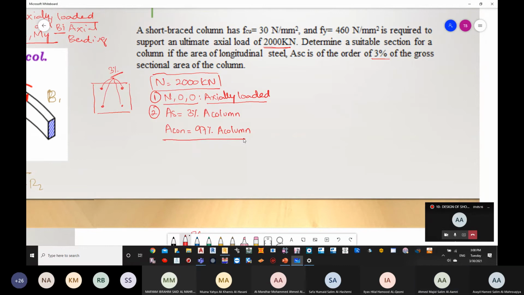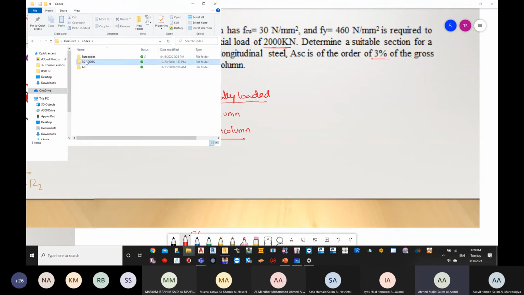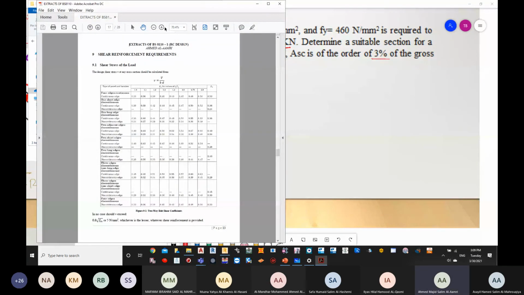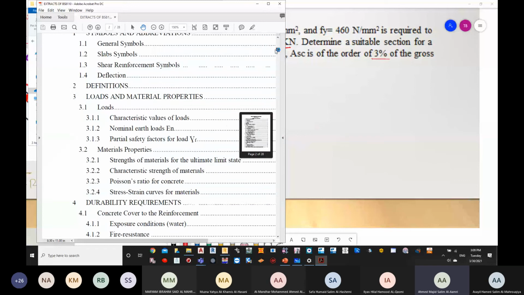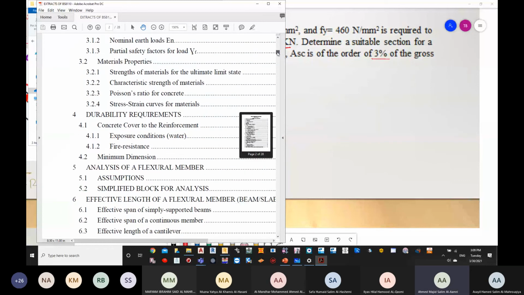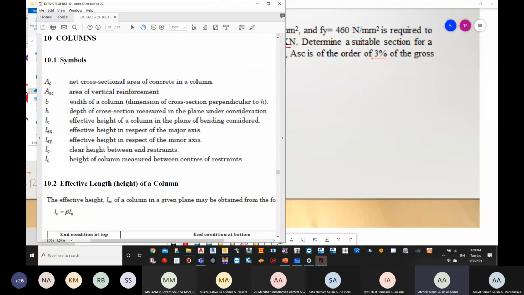Okay. Now, we will go to our code and find out what is the methodology that we need to adopt in order for us to solve for this particular axially loaded case. So we are going to the code, to the table of contents. In the table of contents, we are going to go for the columns. So we are having columns here.